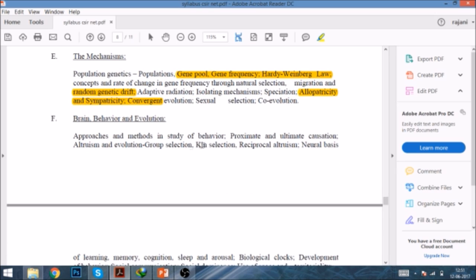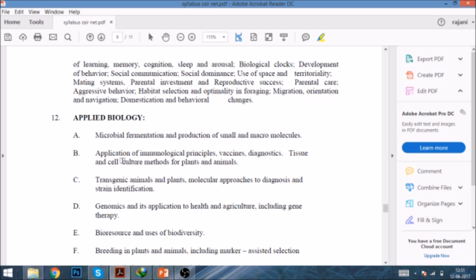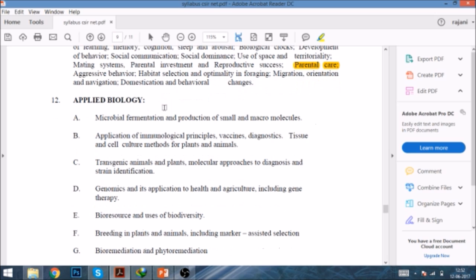Another topic is kin selection, which is also very important, and altruism is also important. Now come to the next topic. Yes, I am forgetting parental care. Once go through this parental care, because many times these questions are asked from the previous questions. What I have analyzed from the past years' questions is that they are based on migration, orientation, and navigation.